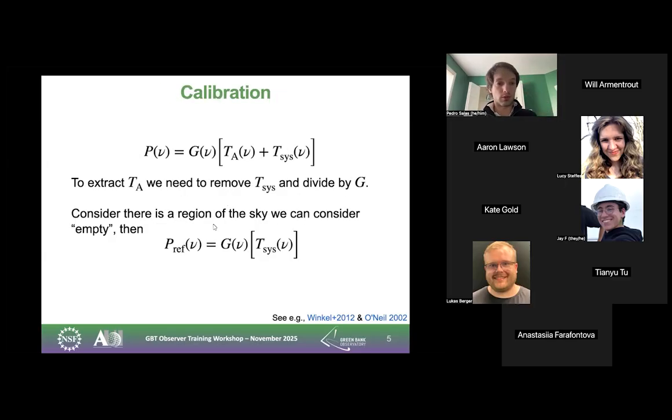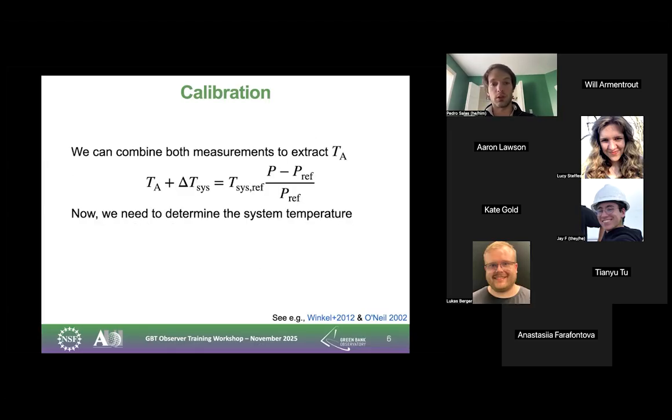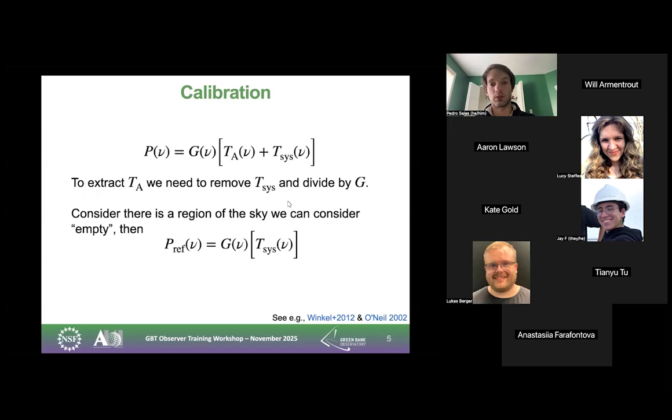We can do that in general if we assume we can observe a region that's empty, so there's no astronomical signal. It's only the stuff we don't care about and the telescope itself, and we call this a reference position. So in that ideal case, one can see that it's pretty straightforward to subtract one from the other, and we get rid of the system temperature, but we still have the gain.